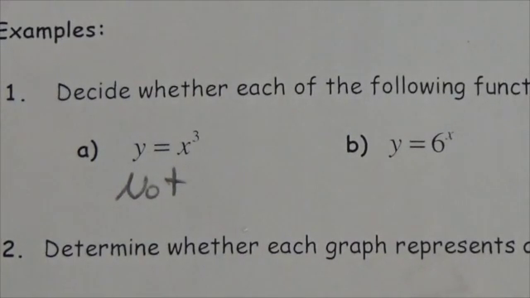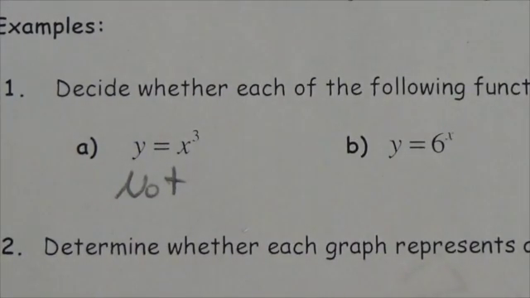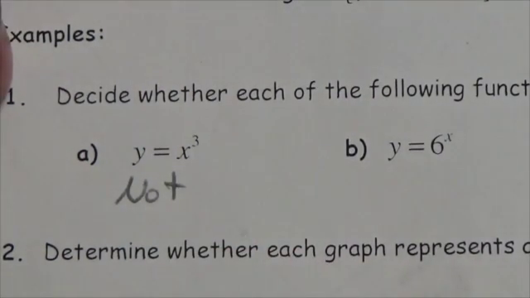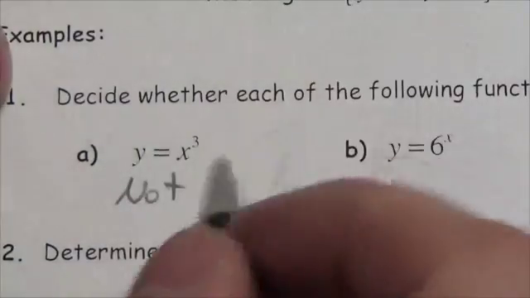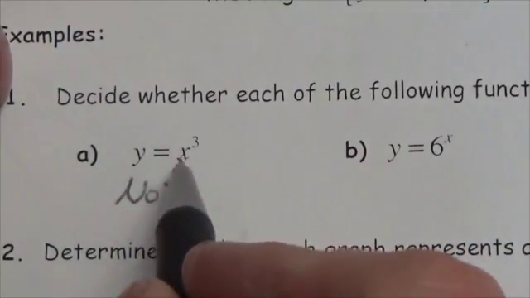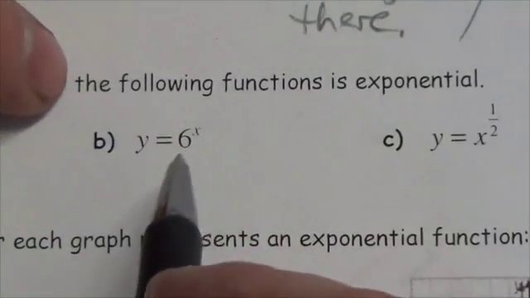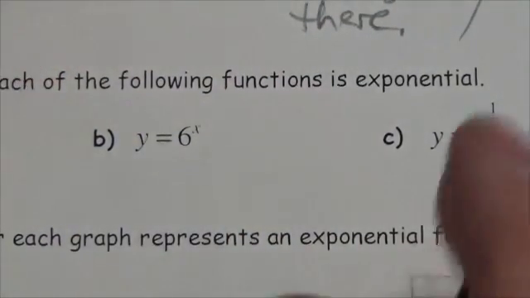Sorry, did I say base before? I'm sorry. We're looking for places where the variable is in the exponent. It can't be in the base. In this case here, the variable is in the base. That doesn't count. So this is not exponential because the x is down in the base. It should be up in the exponent.